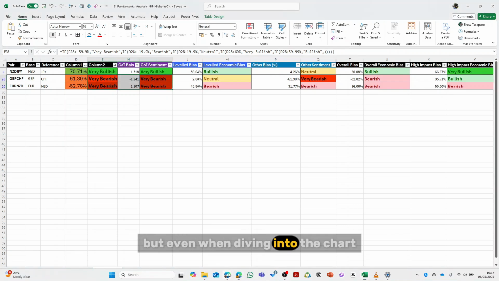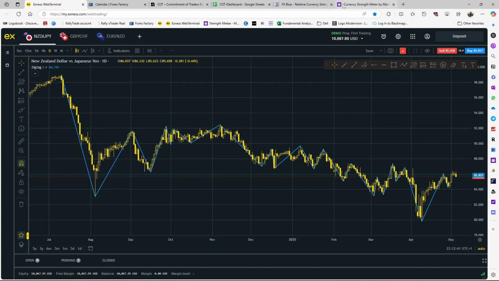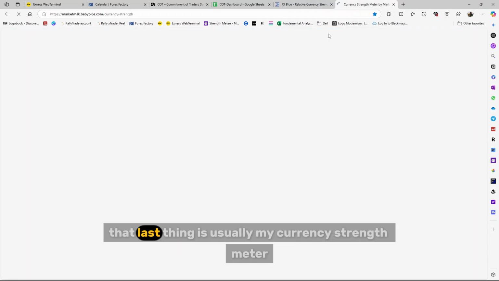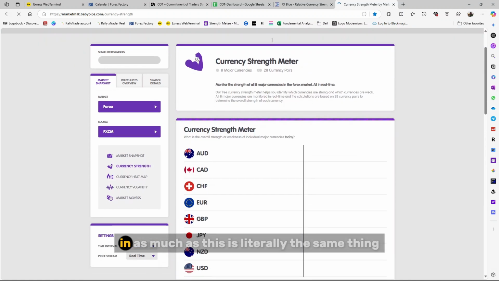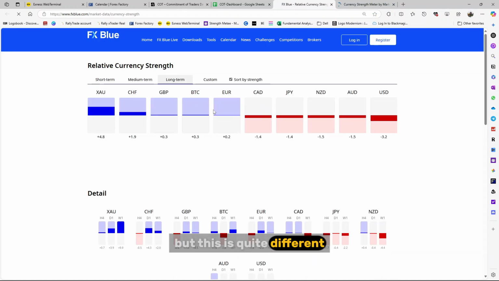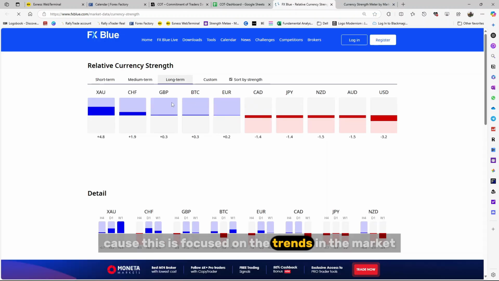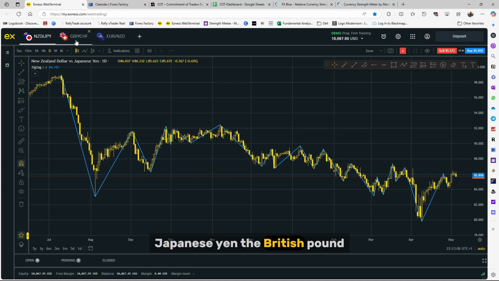But even when diving into the charts, I like to also see one last thing here. That last thing is usually my currency strength meter, right? In as much as this is literally the same thing, this is quite different because this is focused on the trends in the market. So it's looking at the current trend of the charts to provide this information. I'm trading 3 things here: the New Zealand Japanese yen, the British pound Swiss franc, and the euro New Zealand.